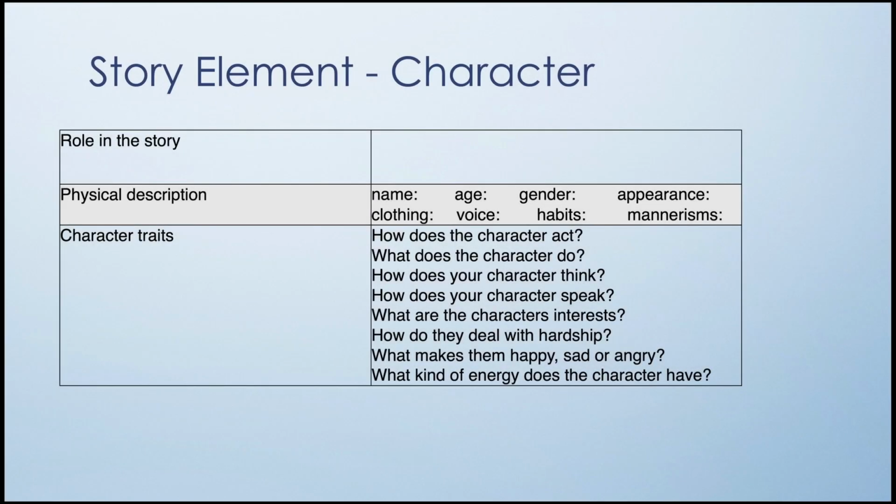Story elements, character, the role in the story, the physical description of the character, the name, the age, gender, appearance, clothing, voice, habits, mannerisms, the character traits. How does the character act? What does the character do? How does the character think? How does the character speak? What are the character's interests? How do they deal with hardship? What makes them happy, sad, or angry? What kind of energy does the character have? When describing a character, these are things that you would put in your book report so the reader can get a sense of who the characters are in the story.